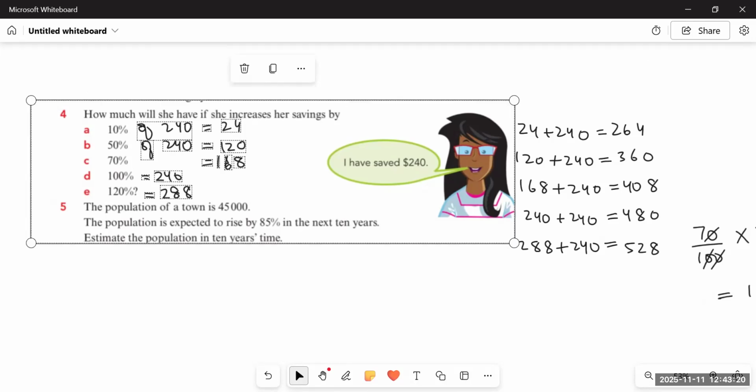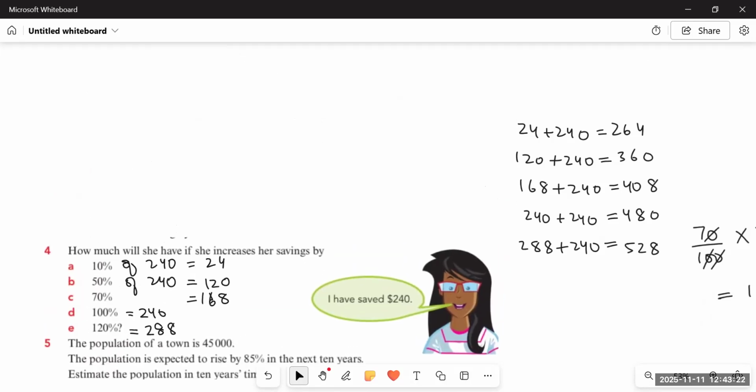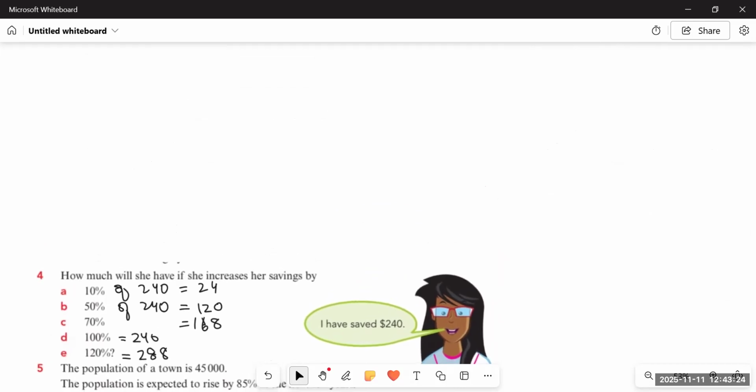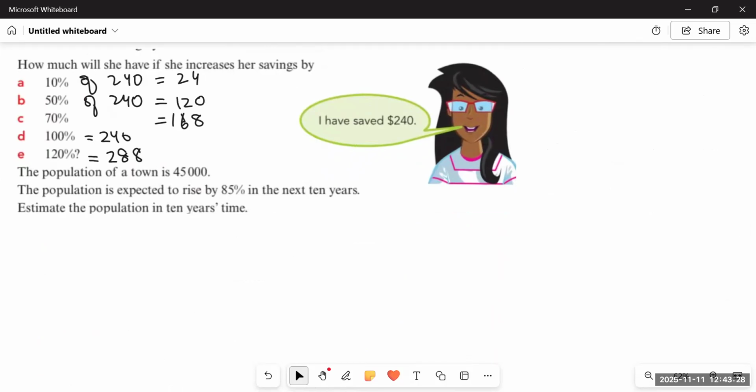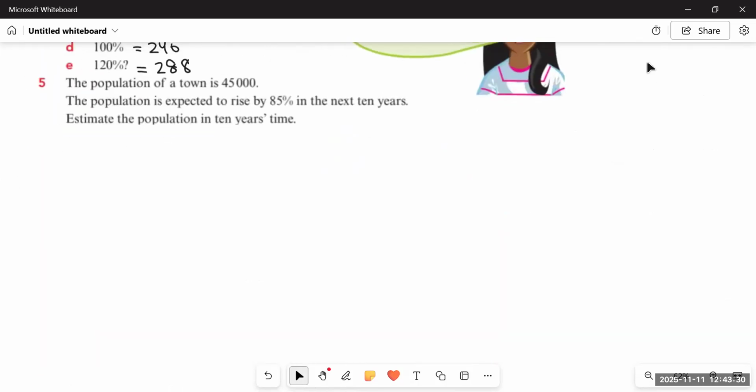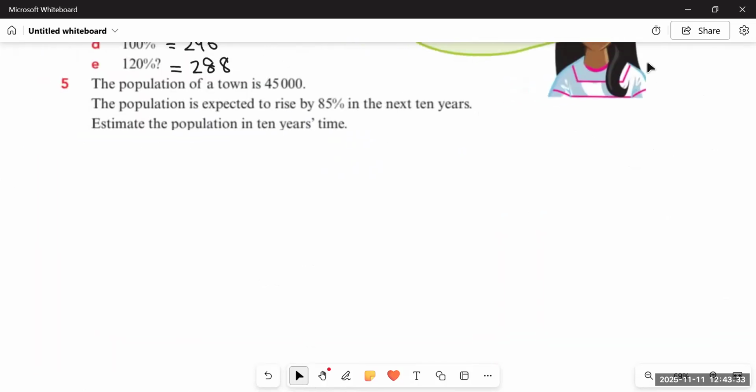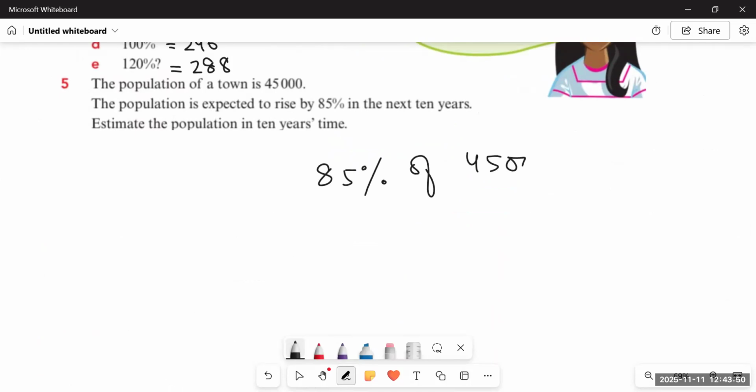Now the next question says the population of a town is 45,000. The population is expected to rise, that is increase, by 85% in the next 10 years. So you have to estimate the population in 10 years' time. If we have to estimate it, it means we have to find its 85%. It will increase by 85%, so we have to calculate 85% of 45,000.